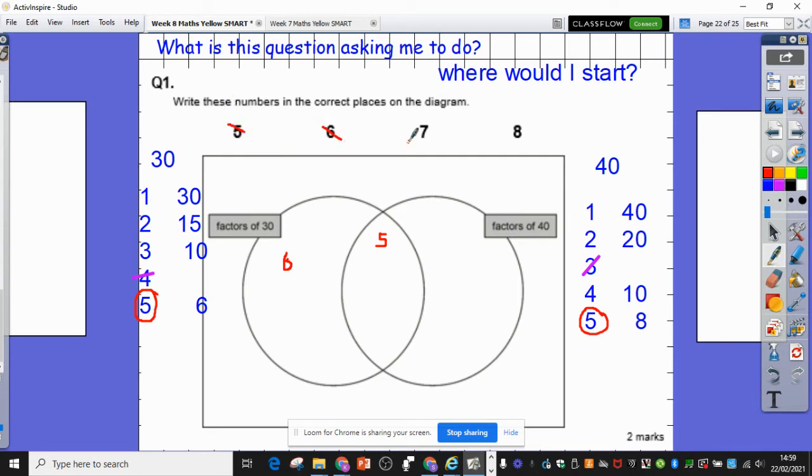7. Is it a factor of 30? Is it a factor of 40? No. So 8. This is my last number. Is 8 a factor of 30? No, it's not. Is it a factor of 40? Yes, it is.